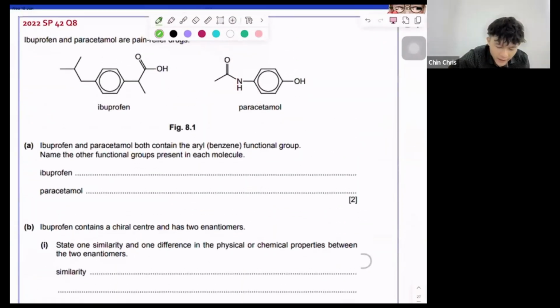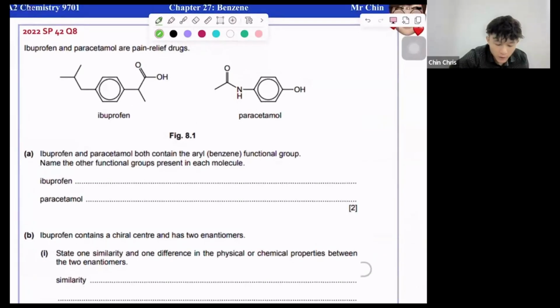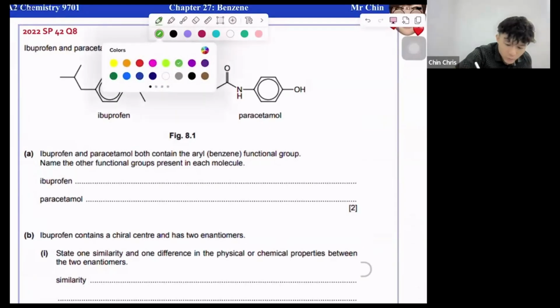Ibuprofen and paracetamol contain an aryl benzene functional group. So name the other functional group which is present. Guys, this is not hard. Get me the answer. What is this? Carboxylic acid. Well done. That's it.